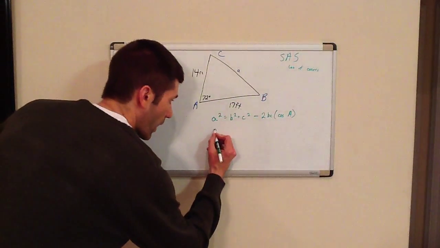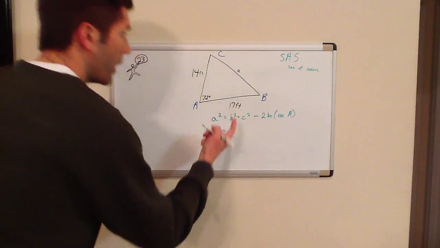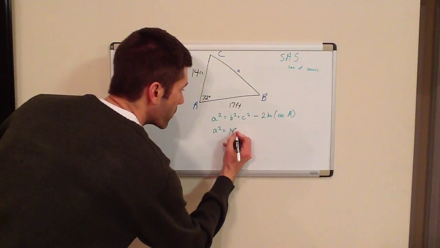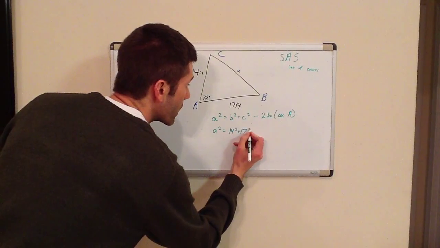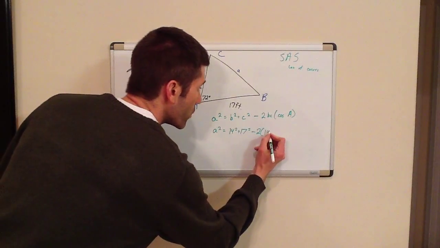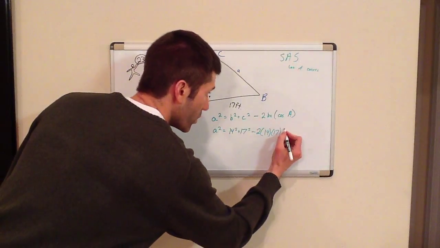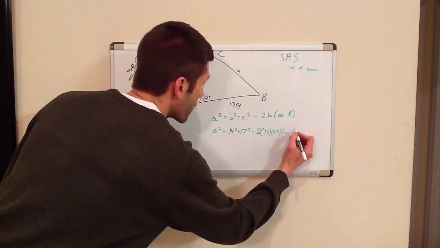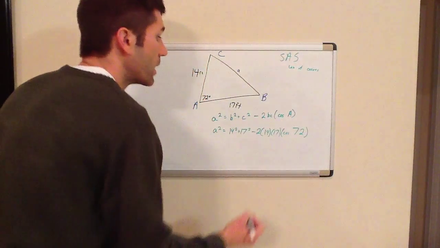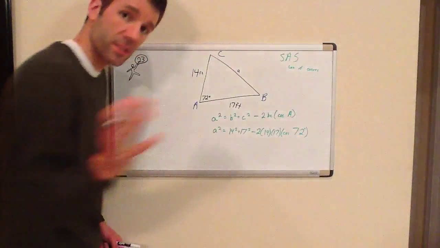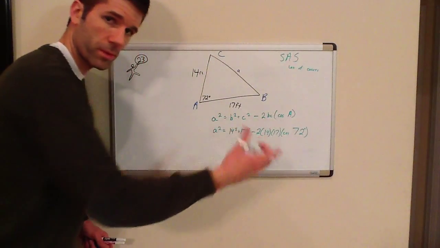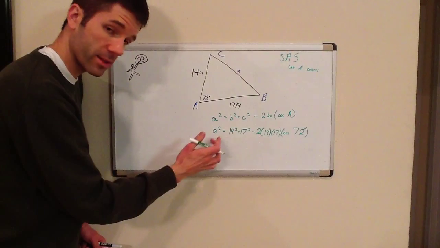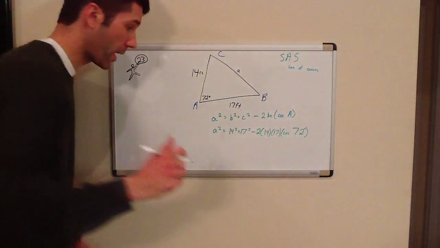We're obviously looking for a, so a squared equals little b, we've been through this, little c, minus 2, 14, 17. Fortunately for us, this is one of the easier ones. This is not one of the ones that you have to move things over one piece at a time because we're looking for a and it's already on that side almost by itself.